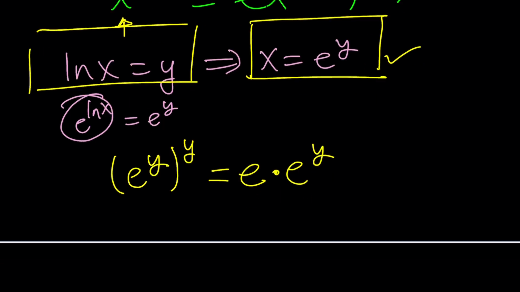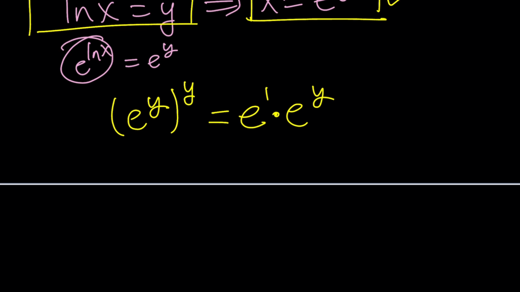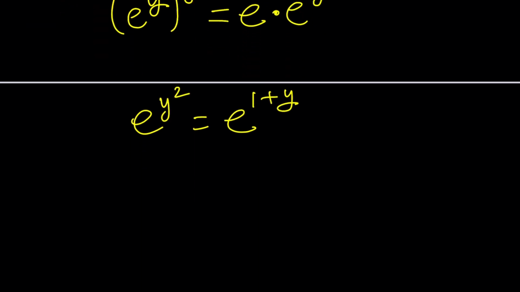Awesome. What does this give me? This is e to the power 1. e to the y, superpower property. e to the power y squared equals e to the power 1 plus y, because when you multiply powers with the same base, you add the exponents. Make sense? Uh-oh, this gave us the same equation, obviously, because we're solving the same problem, right? So it should come as no surprise.